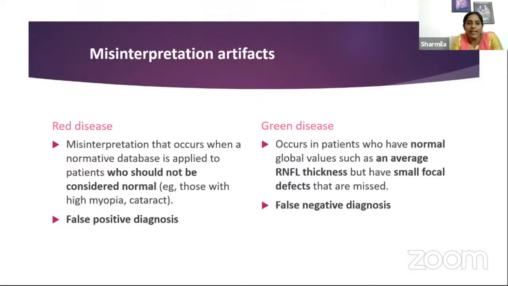There may be red disease. Basically, these patients may not be having a real disease, but they may be interpreted as red disease. And then there is a green disease. For example, they may be having normal values, but actually there may be a focal defect which is hidden inside. So one has to be very careful, and you have to understand how to interpret this.